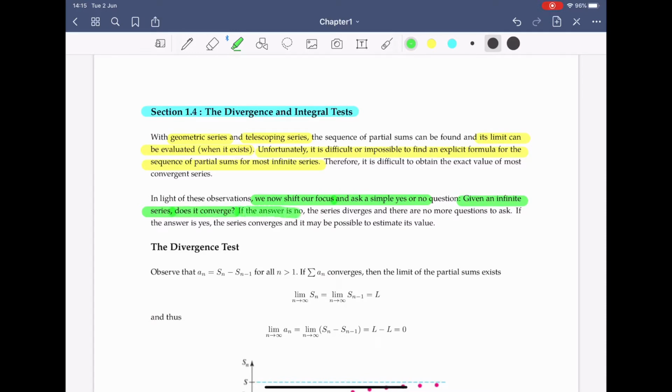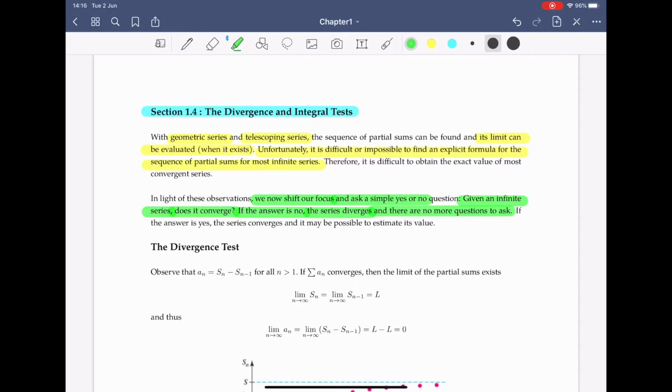And if the answer is no, we're going to say that the series is divergent, and there are no more questions to ask. We're not going to ask what the limit of this series is. We just want to know whether the series is convergent or divergent. That is the goal from now on.